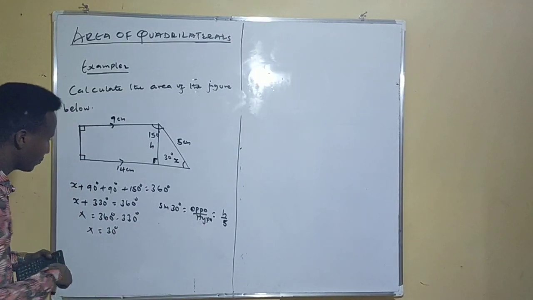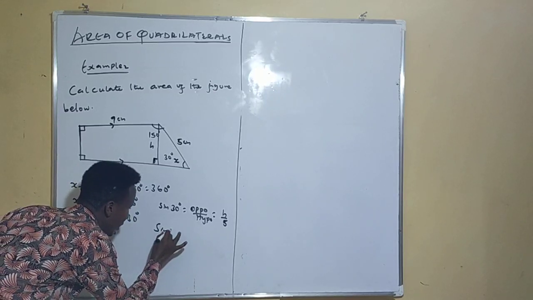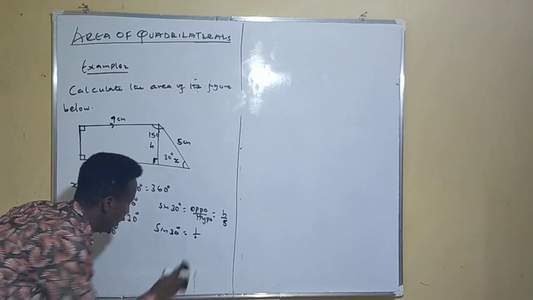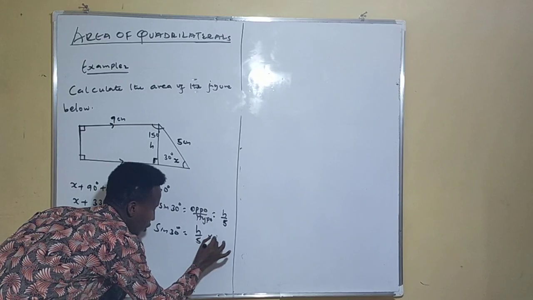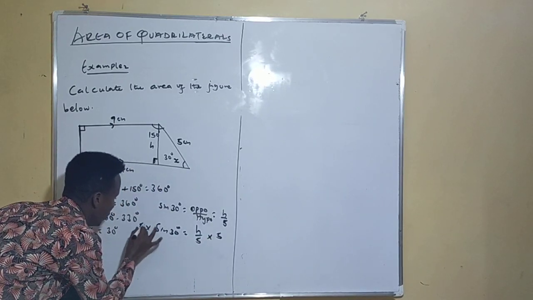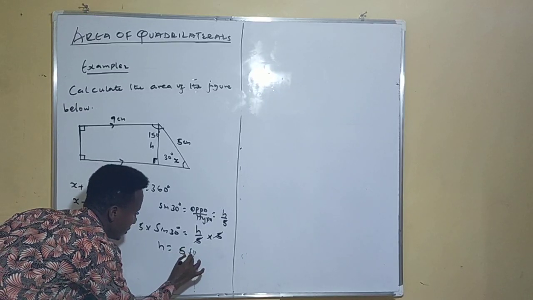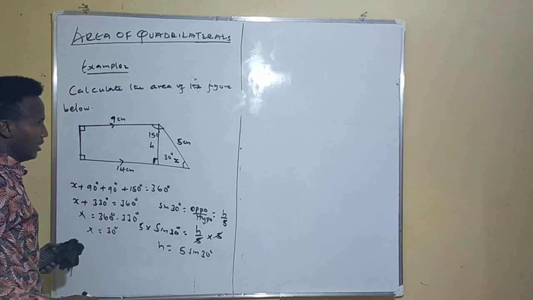You can say, look here, we can say sine 30 degree is equal to h out of 5. Then to get h, multiply both sides by 5. Cancel this thing. h is equal to 5 sine 30 degree.